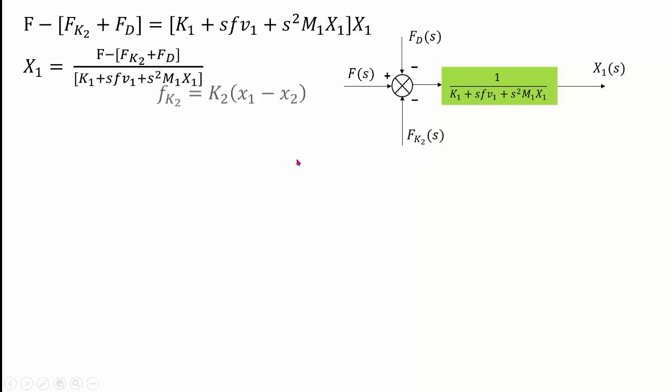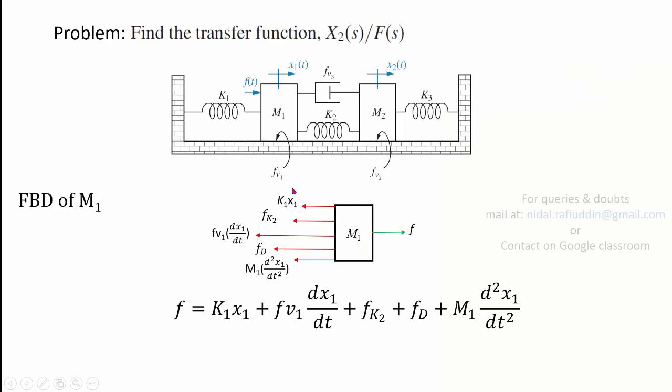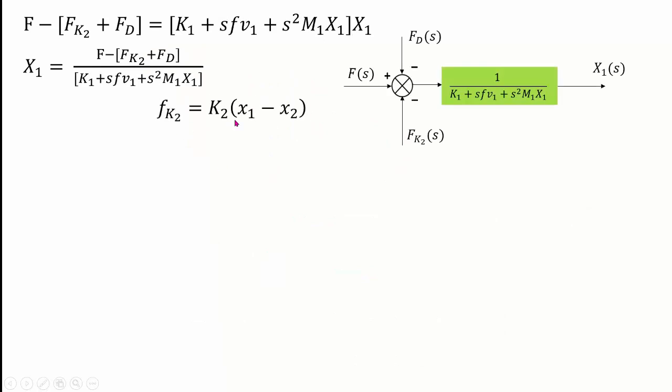Now if you use equation 2, we assume fk2 as a force, which was nothing but k2 times x1 minus x2. So if you look at this circuit, what is fk2? Fk2 is nothing but the net expansion, which is x1 minus x2, multiplied by k2. And likewise, you will have fd, which will be equal to fv3 d by dt of x1 minus x2. So both of them are written here. So fk2 is k2 times x1 minus x2, and fd is fv3 d by dt of x1 minus x2.